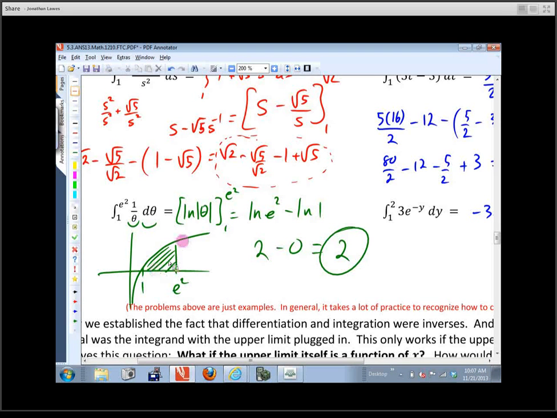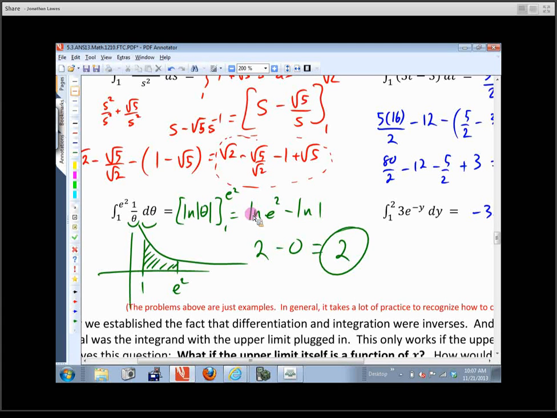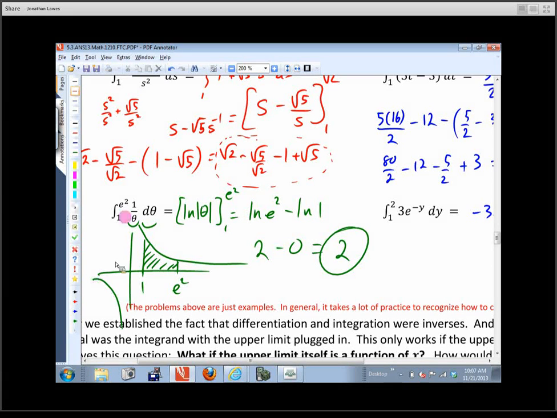Oh, I'm thinking of ln. Yeah, you're right. So here's what I was thinking of, the antiderivative. Here's what we're after. So this area right here. Yep, I was thinking of graphing ln. So 1 over theta would look like this. And we're only interested in this part right here, this little portion right here. Thank you for catching that. Okay. Any questions?